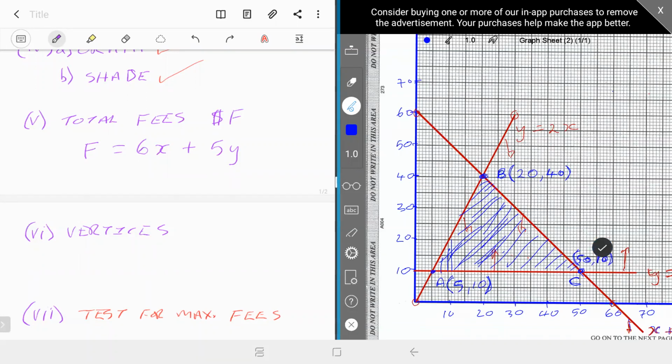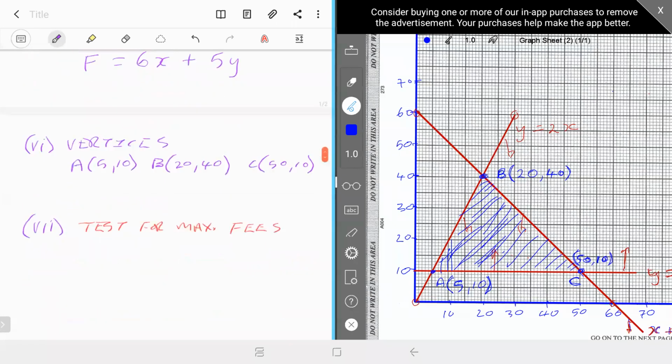Those are your points. So let's write them over here now. So the vertices are A, 5, 10, B, 20, 60, no, 20, 40, sorry. 20, 40. And C is the point 50, 10. 50, 10. Good. Those are the three vertices.